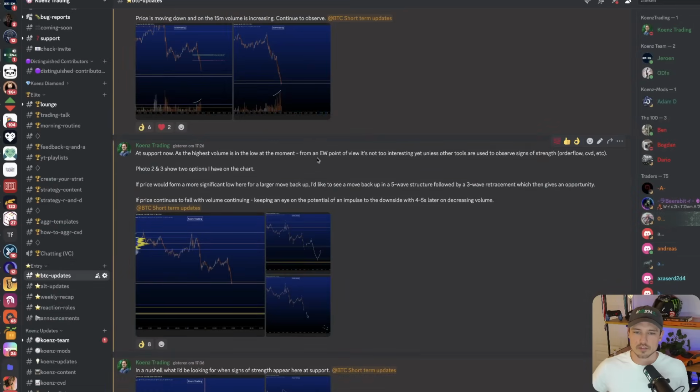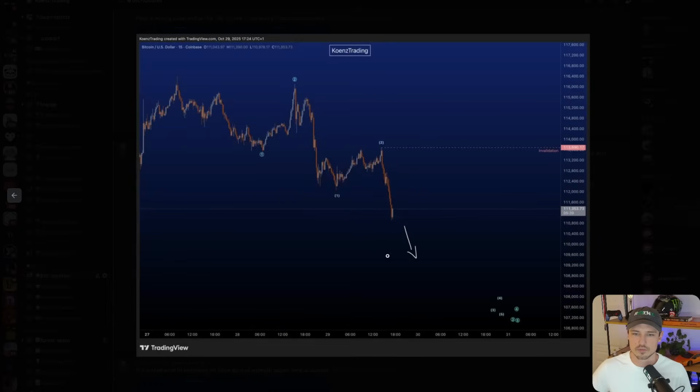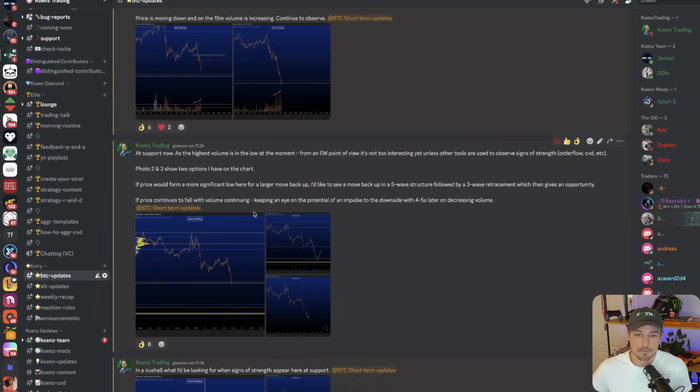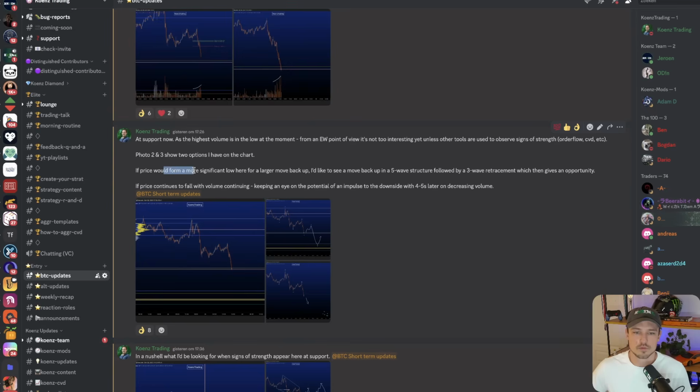So here at support, highest volume in the low, from an Elliott wave point of view, it's not too interesting yet unless other tools are used to observe any signs of strength, order flow, CVD, etc. That can of course provide an opportunity at support, but from an Elliott wave point of view, moving into support with the highest amount of volume is just a bit more risky for long opportunities. So basically photo 2 and 3 show two options I have on the chart, which in both cases would lead to more downside, preferably. If price would form a more significant low and creates a larger move up, I'd like to see a move back up, which is a 5-wave structure followed by a 3-wave retracement to give an opportunity.